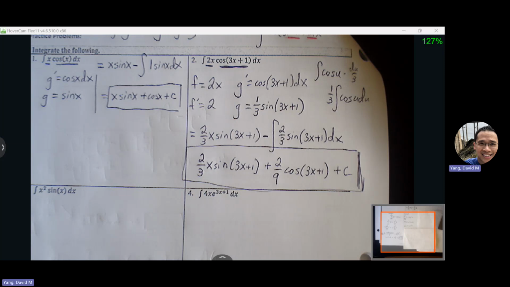Any questions on 1 and 2? Right, so for 3 and 4, let's practice now with the tab method. Okay, so let's do the tab method for 3 and 4. Yeah, it's going to produce another 1/3, right? So the integral of.